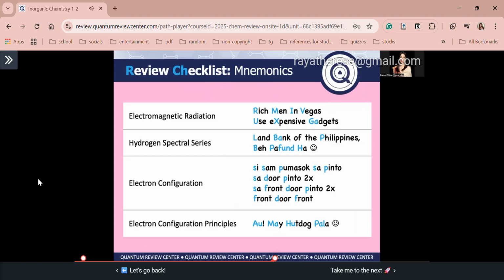Kung si Sam, pumasok sa pinto. Sa door pinto, sa door pinto. Sa front door pinto. Front door front. Okay? Lastly, electron configuration principles. Oh, my hotdog pala. Yay!